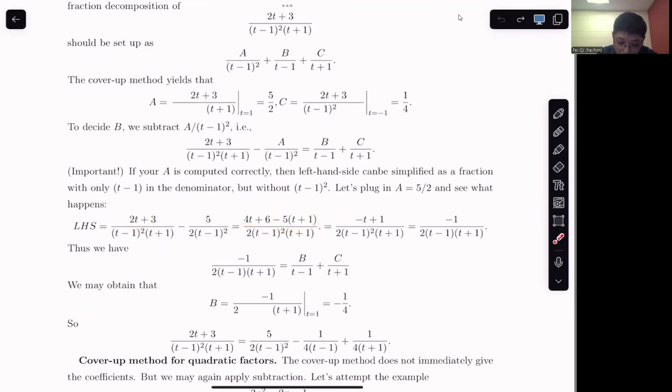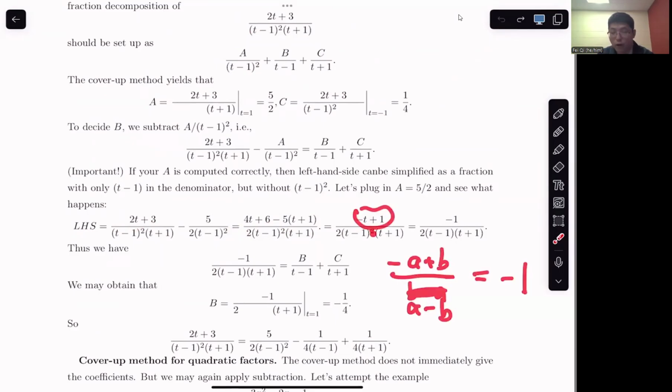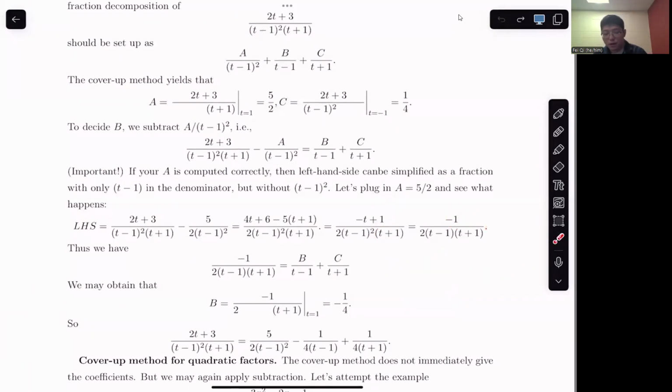And then you could further multiply everything out to get 4t plus 6 minus 5t minus 5. And 4t minus 5t gives me minus t, and 6 minus 5 gives me 1. So that way you get minus t plus 1. Just keep in mind that (minus a plus b) divided by (b minus a), so a minus b, this is simply going to be negative 1. So that's why this factor can be cancelled out with one copy of t minus 1 downstairs, so the result is minus 1. All right, so you see, if my A is correct, then after the simplification, I am going to only get t minus 1 downstairs, and there shouldn't be any (t minus 1) squared.